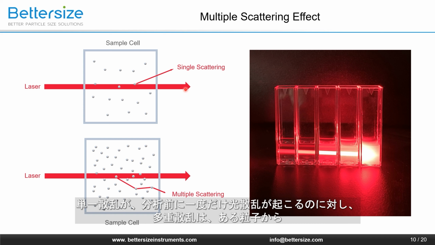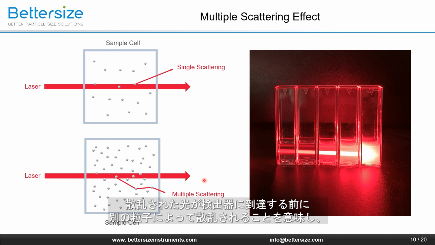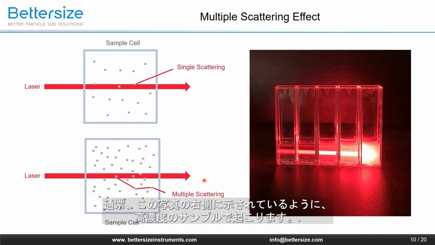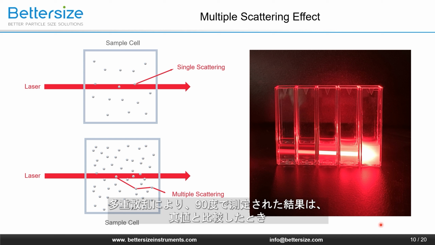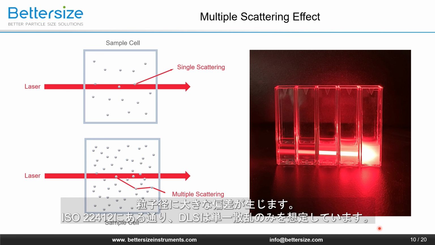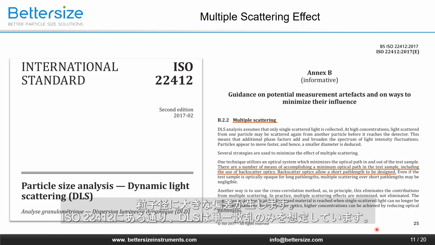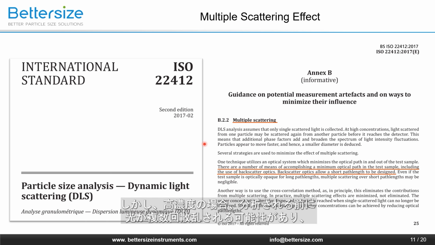Single scattering means light is scattered once before being analyzed. Multiple scattering means light scattered from one particle is then scattered by another particle before it reaches the detector, which usually happens in samples with high concentrations, as shown in the right sample cell in this picture. This effect will cause a great deviation in the size measured by the 90-degree DLS analyzer as compared to the true value. As noted in ISO 22412, DLS analysis assumes that only single scattered light is collected.